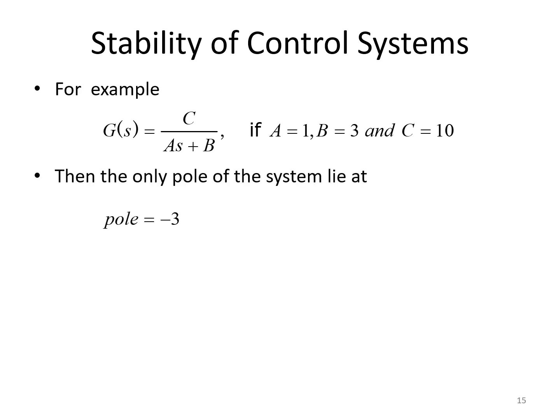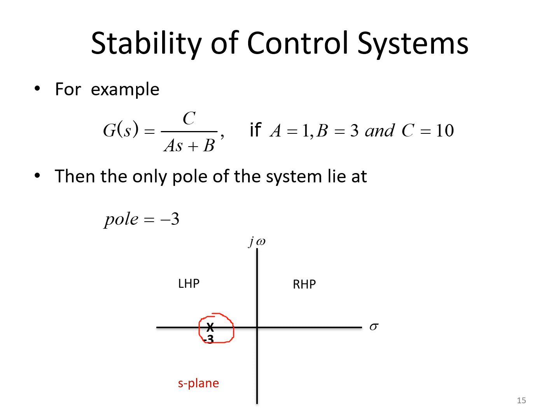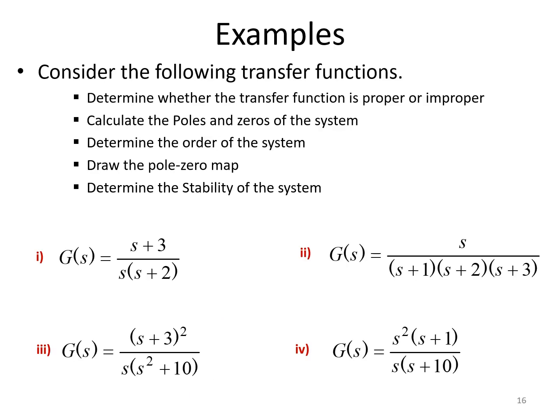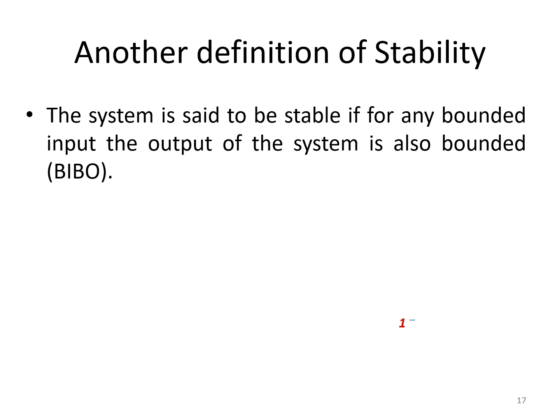And coming to one more example, let's take A is equal to 1, B is equal to 3 and C is equal to 10. In that case, we have a pole at minus 3, because the B value I have taken is minus 3. This is how you will mark the location of your pole on the axis in the S plane. So these are a few other examples which I already explained.